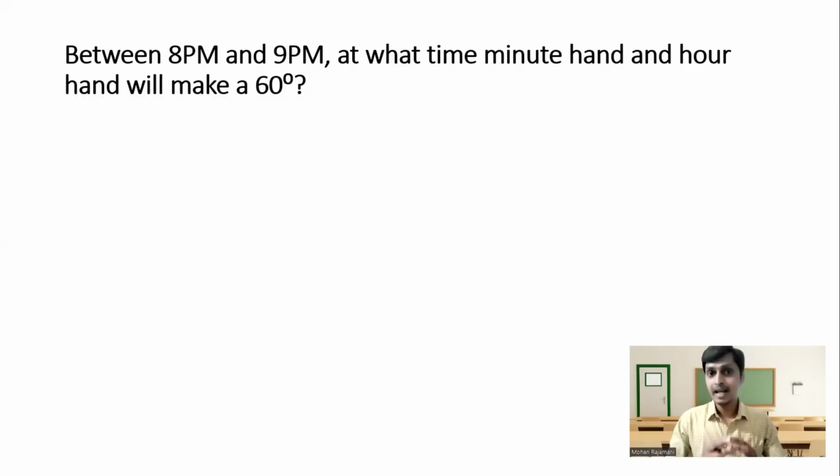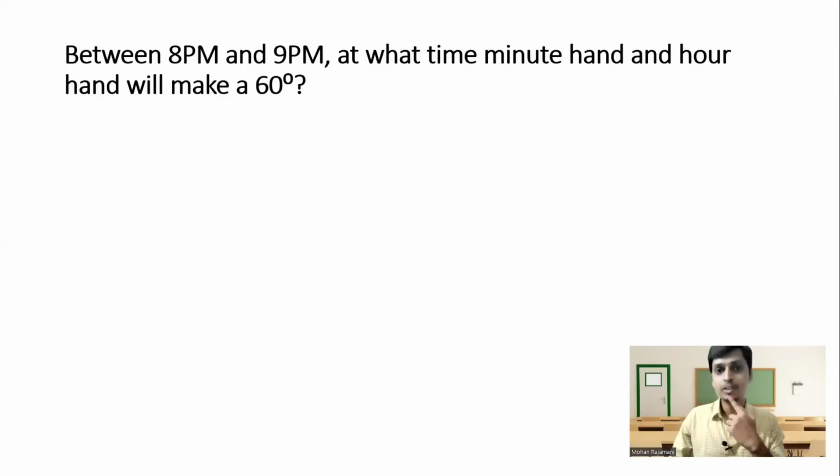Now moving to next question. Between 8 p.m. and 9 p.m. at what time minute hand and hour hand will make a 60 degree? So we have a formula to solve this problem, but I'm not going to explain any formula. So we can solve this problem using concept base. And many of us don't know clock concept is working on the principle of relative speed, that is time, speed and distance. You can expect a question from clocks because clocks is very important concept for Infosys. That's the reason I have included a clock question here, right? So you can expect similar kind of question in Infosys.